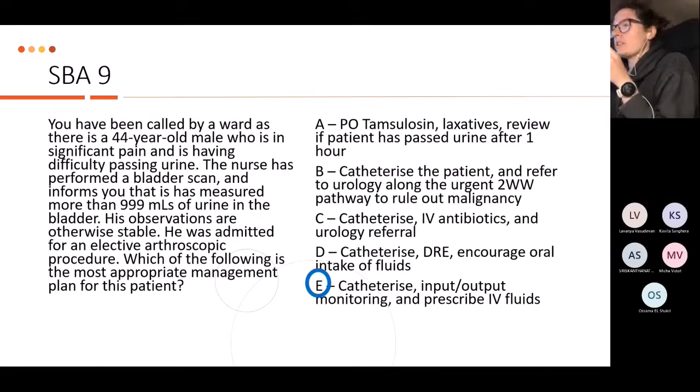The reason you wouldn't give antibiotics is that there's no evidence of infection. Some people do give antibiotics when they catheterize. It's a bit of a mixed bag, but generally you just need to be careful with accidentally introducing antibiotic resistance. A DRE is a PR, sorry, a digital rectal examination.